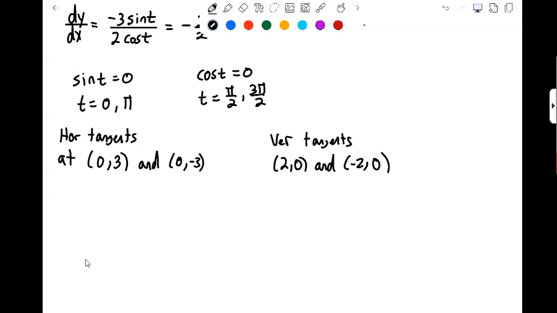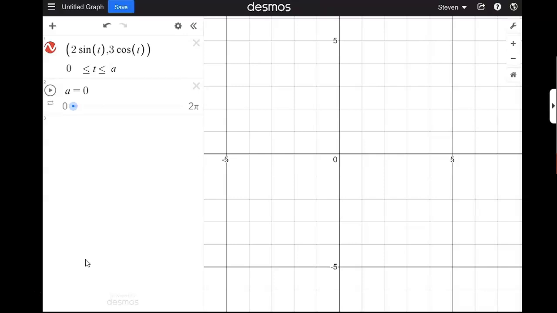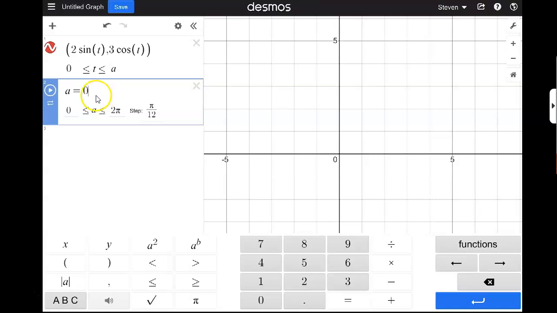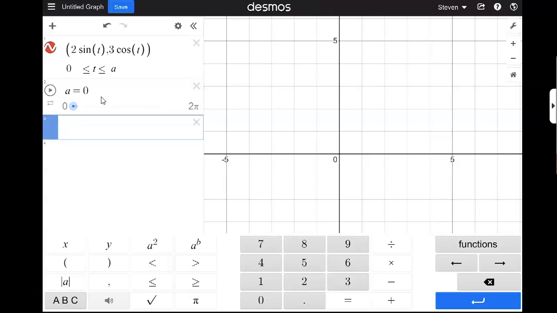So that finishes the question, but I do want to show you the graph so we can see exactly what we are dealing with here. So there's my function, 2 sine t, 3 cosine t. Again, I've set it up, you write them in as an ordered pair with t as the variable to do parametric equations on Desmos. And then the constraints 0 to a. Here I've set a to go from 0 to 2 pi, and I've also set it with a step of pi over 12. That's a 15-degree angle. So let's just watch the graph as we increase a.